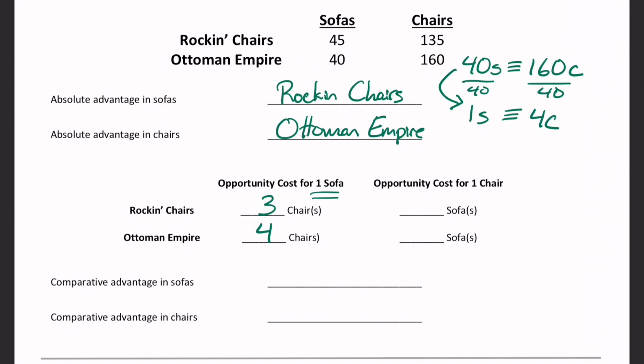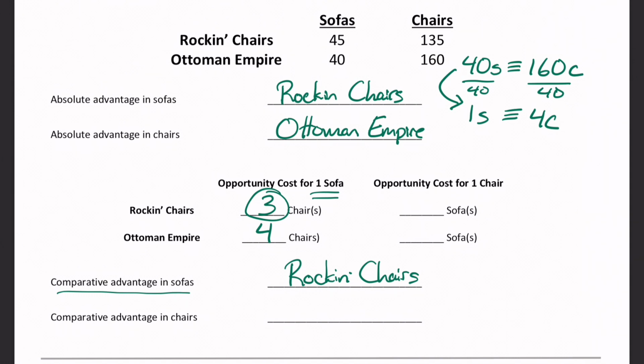Boom. Awesome. So we can look at this and say, all right, when it comes to producing sofas, who has the comparative advantage in sofas? Who can produce one sofa and give up fewer chairs in the process? Well, 3 is less than 4. Therefore, Rockin' Chairs has the comparative advantage in producing sofas, right? They can produce a sofa and give up fewer chairs in the process.